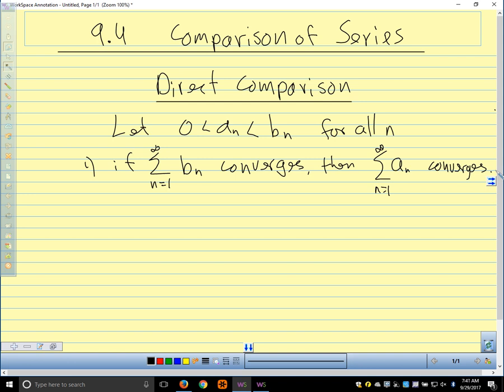And if we turn the inequality, if we go the other direction, if the a sub n series diverges, then the b sub n series has to diverge. So a sub n is down here, and it's diverging, and b sub n is up here, so it forces b sub n to diverge also.